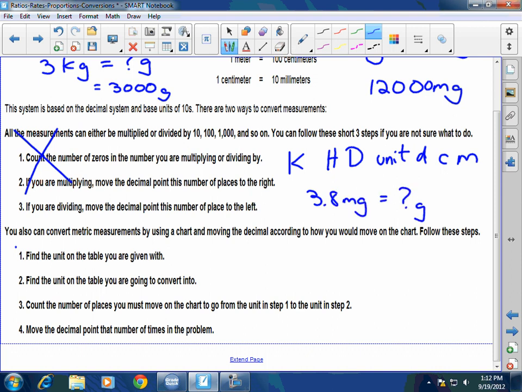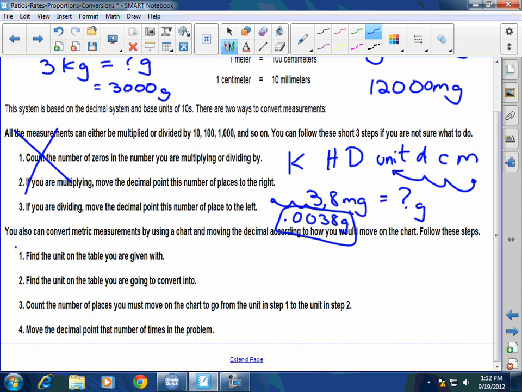Okay, where is milligrams? Right, it's right here. Perfect. Where am I going? To the middle, to the unit. So am I not going 1, 2, 3 to the left? So I go 1, 2, 3 to the left. It's going to be 0.0038 grams. Tell me that isn't boss.